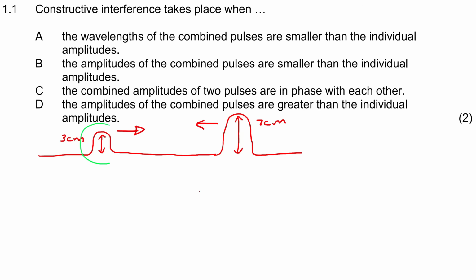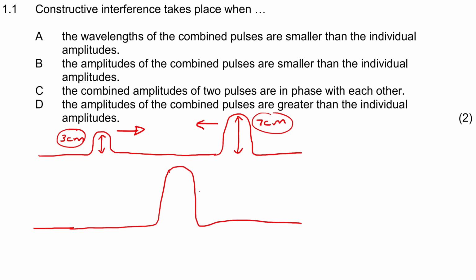So then when these two over here combine, that is obviously going to be constructive interference. And what will happen is that, remember, according to superposition, we must just add these. So what is 3 plus 7? Well, that's just going to give us 10. So when they combine, it's going to go all the way up like that. So it's going to be a much larger one, which is going to be 10 centimeters, like that.